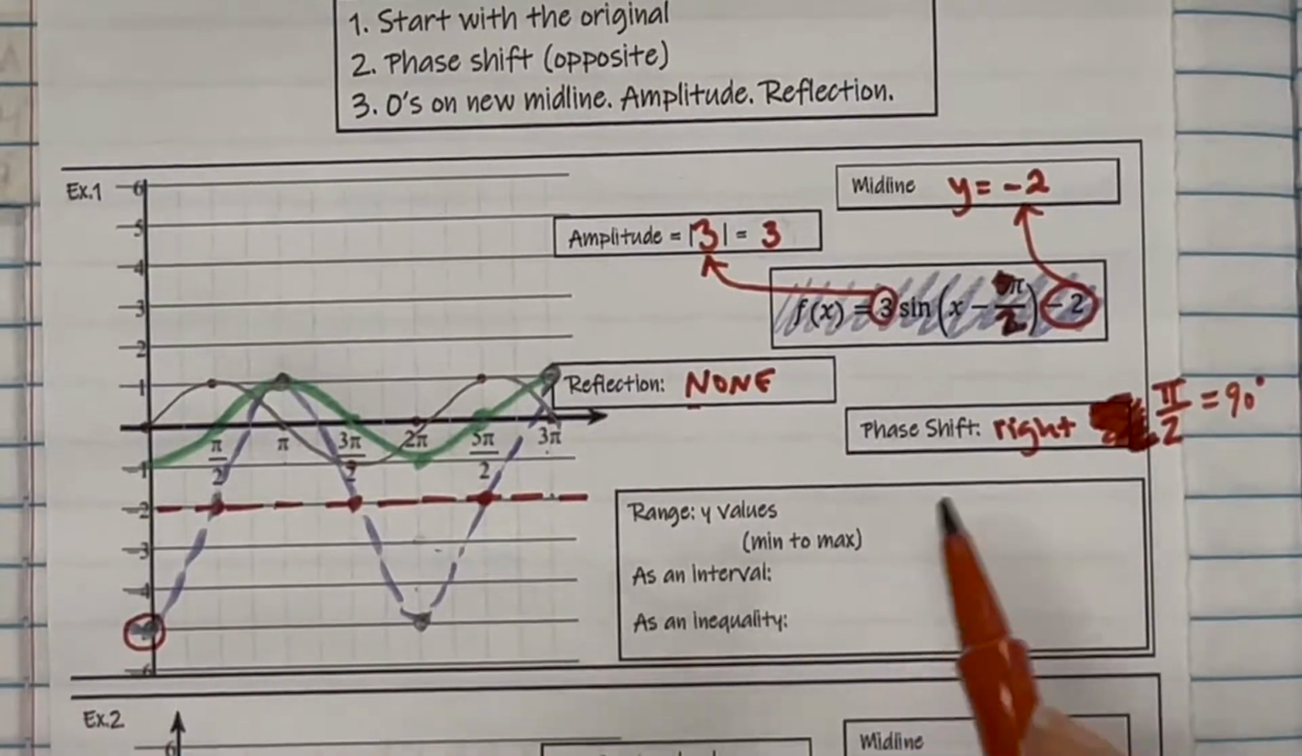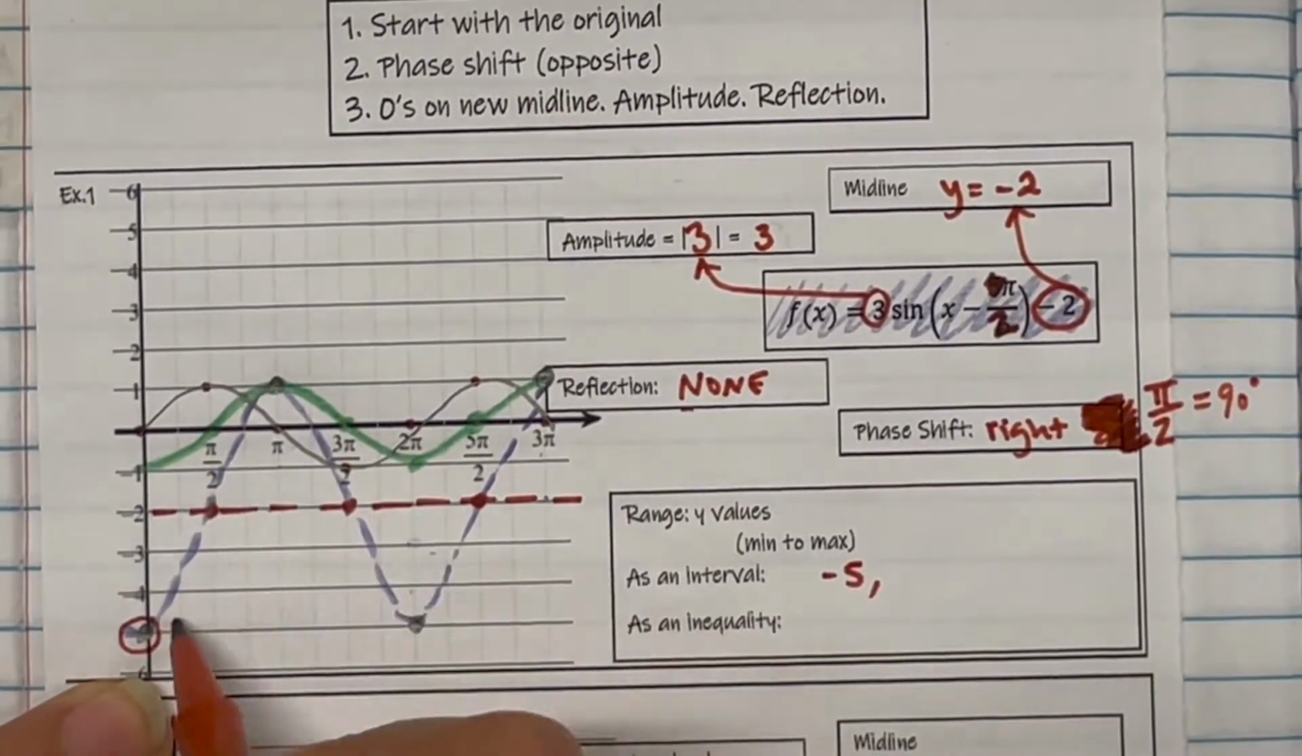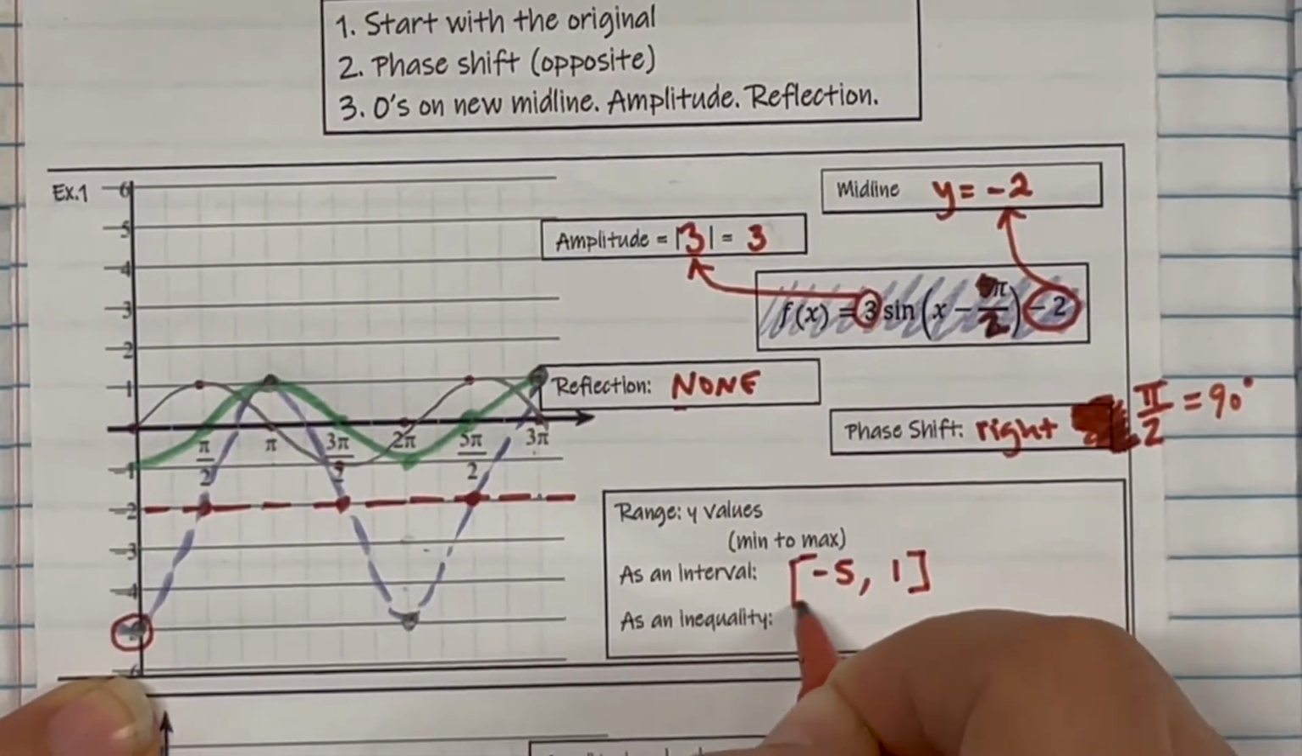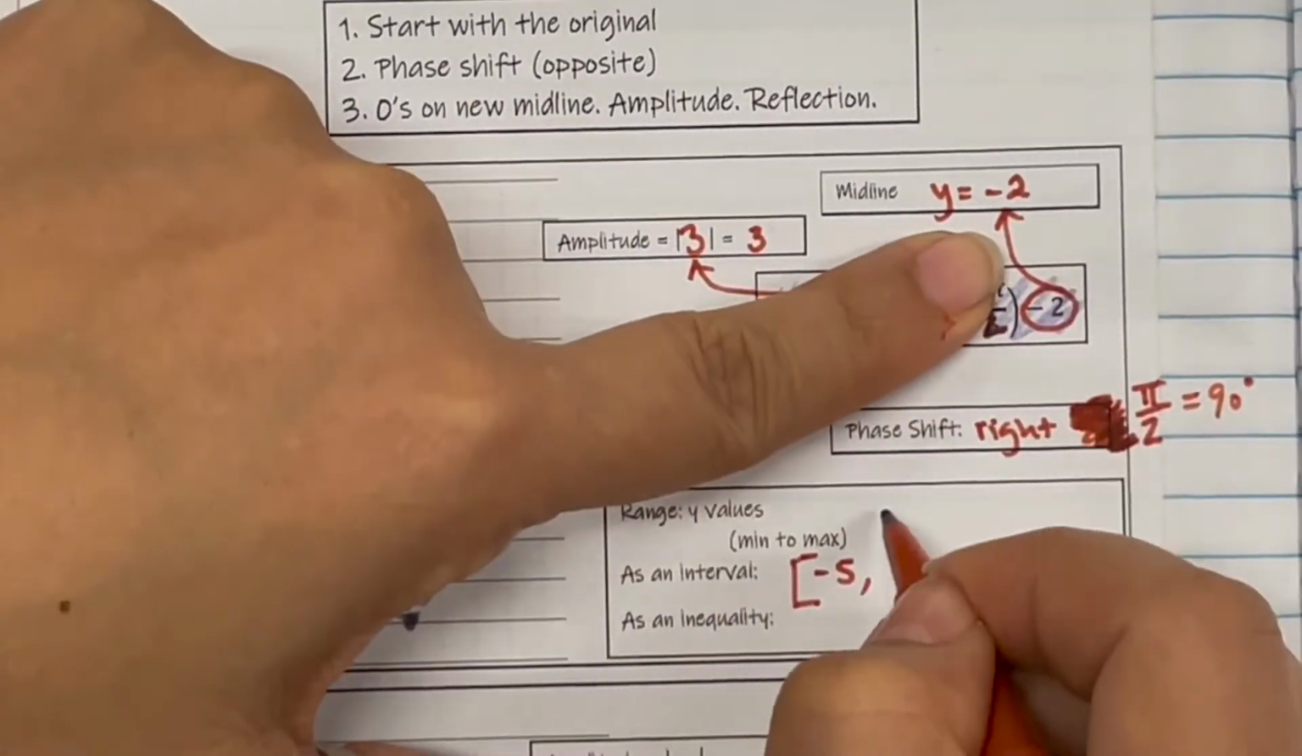All right, so let's take a look at our range. So we're going to do the shortcut. We're going to do both. So the bottom, which is minimum, is going to be -5. My top, which is the maximum, is going to be +1. All right, now let's use the shortcut to see if it works.